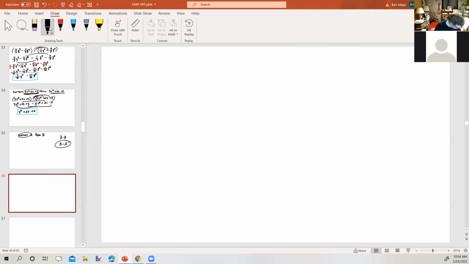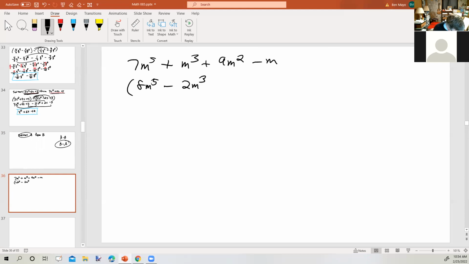Okay, now, let's take a look at this. Let's see here. There's one. Here. 7m to the 5th power plus m cubed plus 9m squared minus m. And then it has 8m to the 5th minus 2m cubed plus m squared plus m.